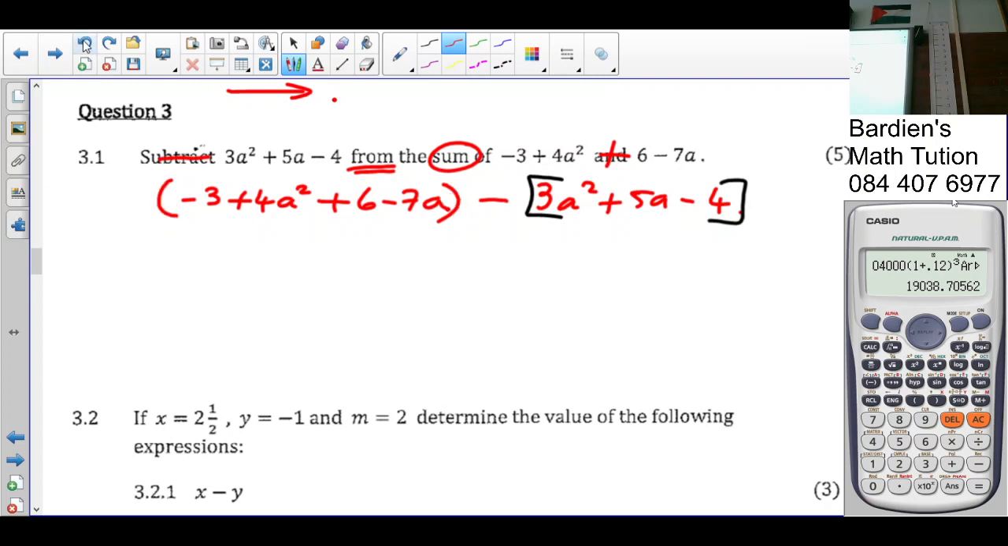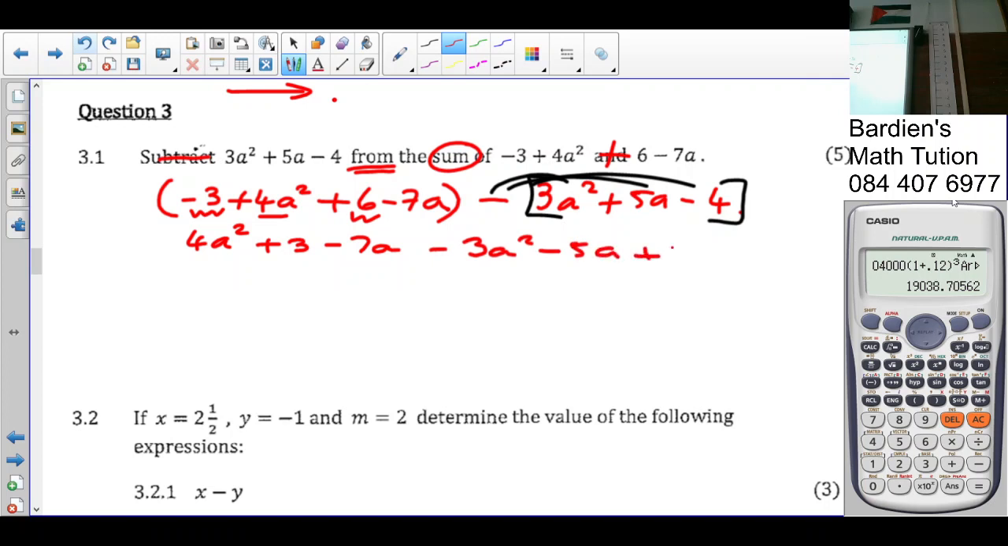So what I'm going to do is add like terms here. So it's 4a squared minus 3 plus 6 is what? 3 minus 7a. Not so? I could have said 3 plus 4a squared minus 7a is the same thing. Now to get rid of the brackets, I multiply that up, to give you negative 3a squared minus 5a plus 1. Okay, any confusion there? No?